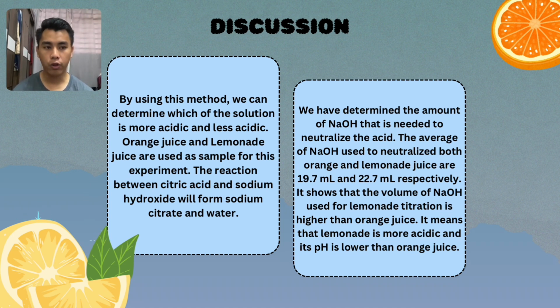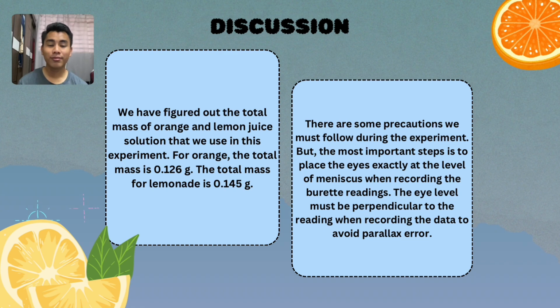It shows that the volume of NaOH used for lemonade titration is higher than for orange juice. It means the lemonade is more acidic and the pH number is lower than orange juice. We have figured out the total mass of citric acid in the orange and lemon juice that we use in this experiment. The total mass for orange is 0.126 gram, meanwhile the total mass for lemonade is 0.145 gram.